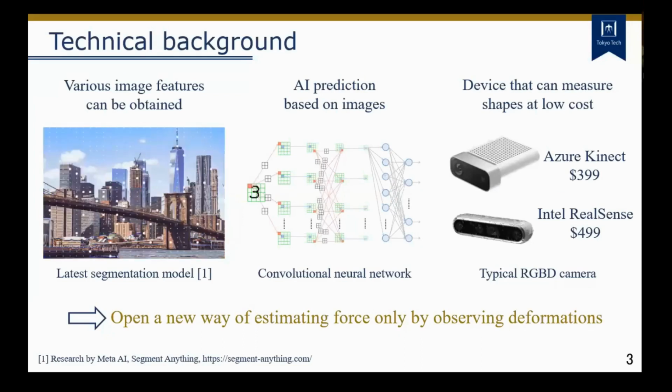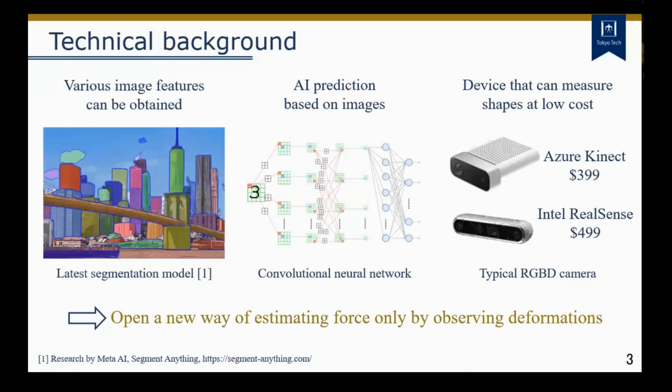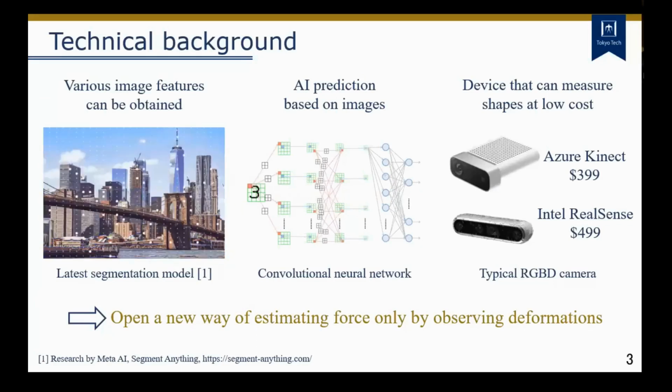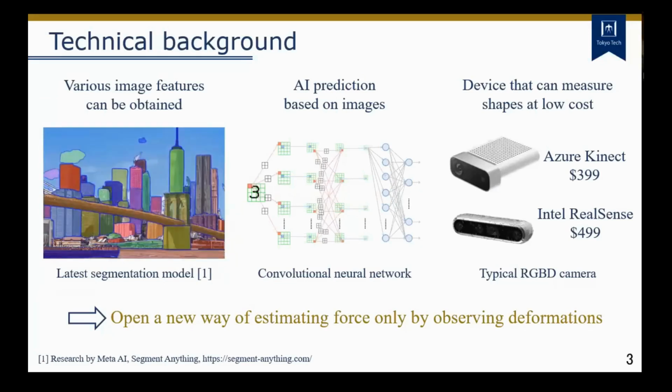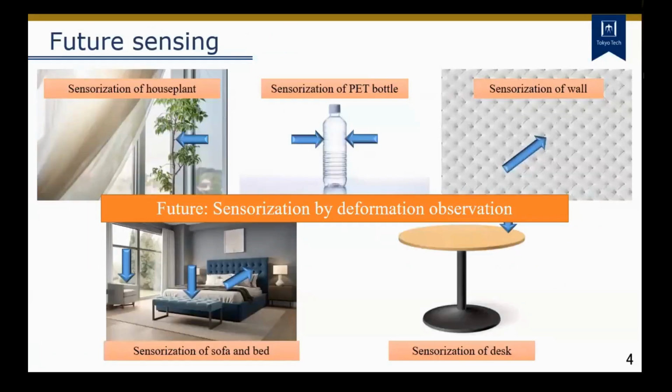And finally, regarding the acquisition of image data, many affordable RGB-D devices are available. So this technical advancement offers a new way of estimating force only by observing deformation. In the future, we believe we can sensorize by only deformation observation.